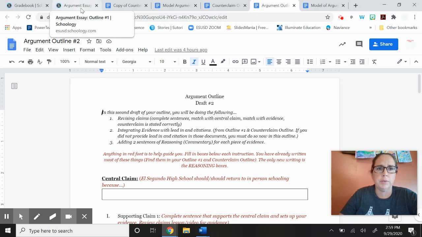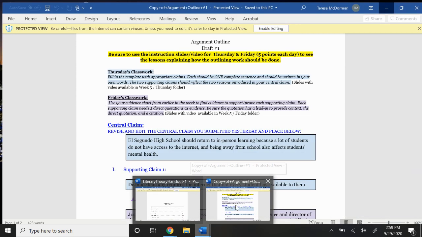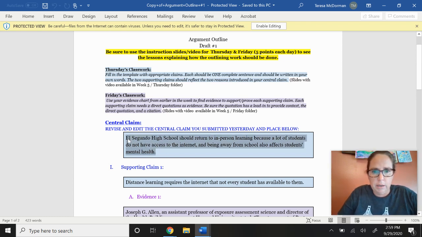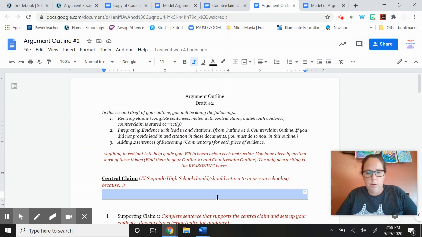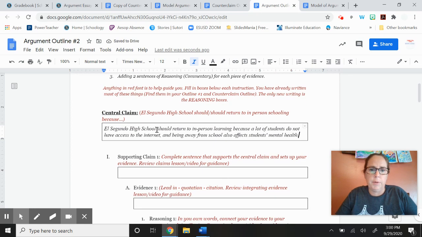I've got some examples here of these essays. So I want the central claim. Central claim would come from, right, our copy of the outline number 1. So in outline number 1, I'm going to take my central claim. I'm going to copy my central claim, and that would go here. Right, that's already been done. I'm going to move that over. Right, I go back.